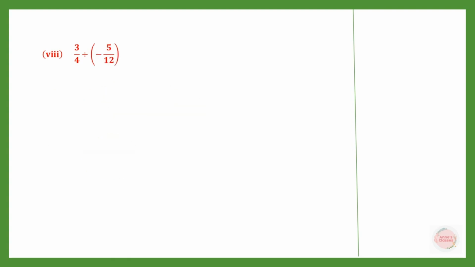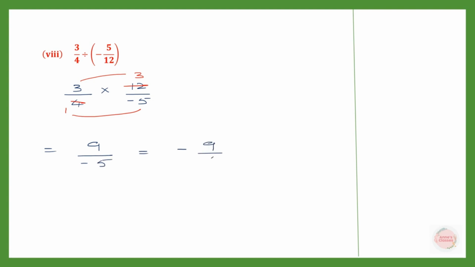Question 8. So here also let's write the first rational number as it is. Let's change the division to multiplication. Minus 5 by 12, we can write the reciprocal as 12 by minus 5. So now here we can cancel 4 and 12. 4 ones are 4, 4 threes are 12. Now multiply the numerators and the denominators. So here 3 threes are 9. 1 into minus 5 is minus 5. This can also be written as minus 9 by 5.